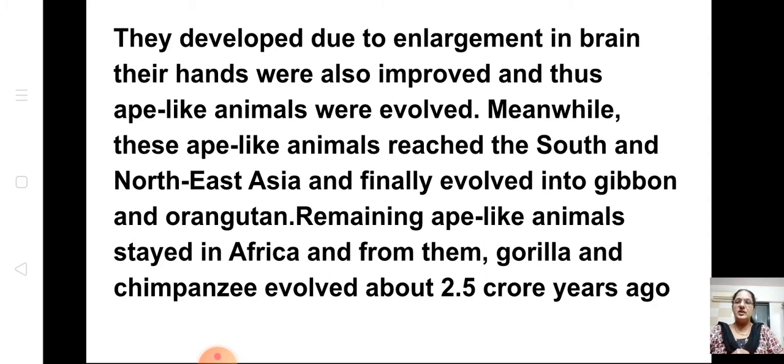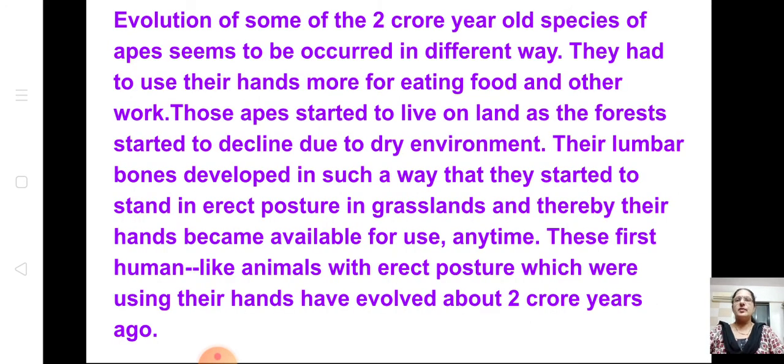The remaining ones, which remained in South Africa, gave rise to gorilla and chimpanzee, which evolved about 2.5 crore years ago. Evolution of some of the 2 crore year old species of apes seems to have occurred in a different way. They had to use their hands more for eating food and other work.